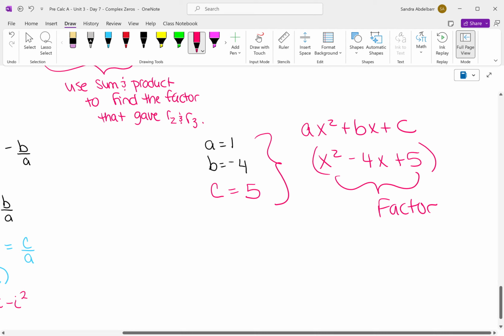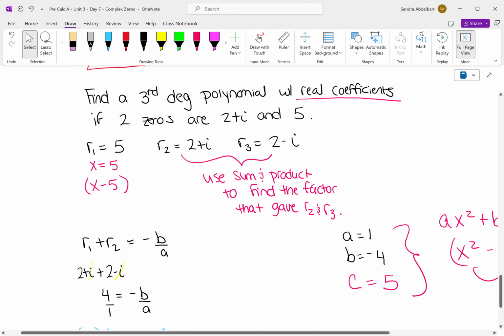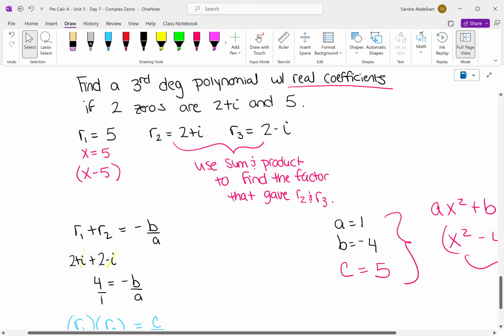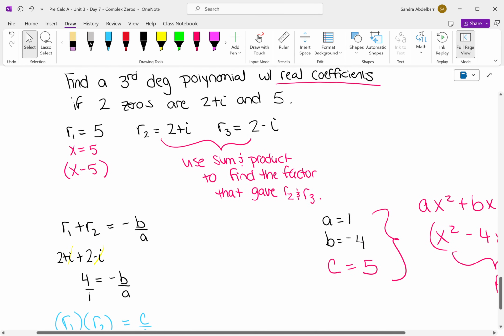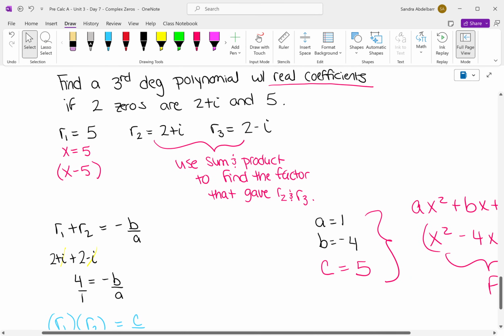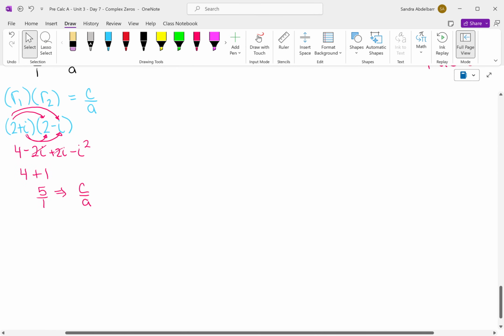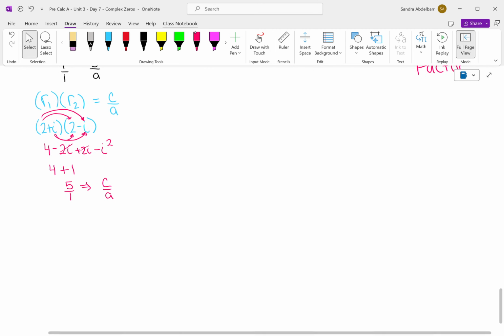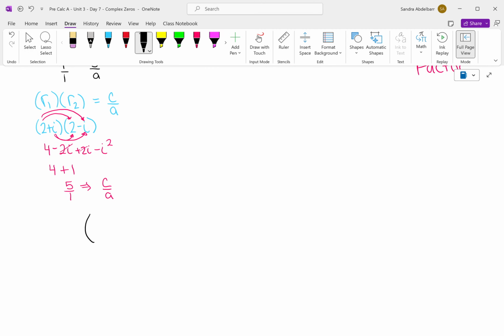All right, and what did I ask for? I said find the third degree polynomial with real coefficients. Are all my coefficients real right now? Yeah. So my factors are going to be x minus 5 times x squared minus 4x plus 5.